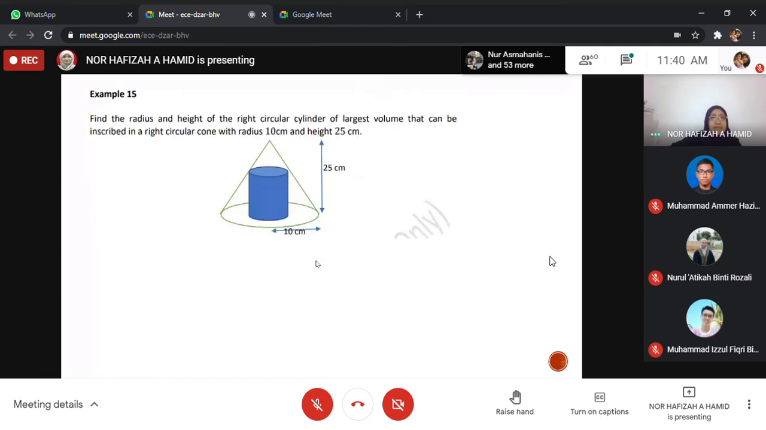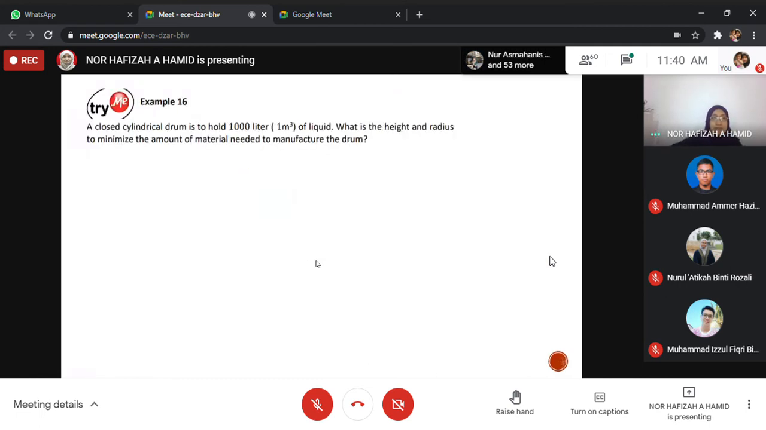Okay. So for example 16, you have a closed cylindrical drum is to hold 1000 liter of liquid. So what is the height and radius to minimize the amount of material needed to manufacture the drum? Okay, so for semua problem ni, keyword dia you kena refer to minimize or maximize. Apa yang you nak minimize kan ataupun apa yang you nak maximize kan. Okay, so kalau untuk example 16 ni, dia nak minimize kan amount of material needed.